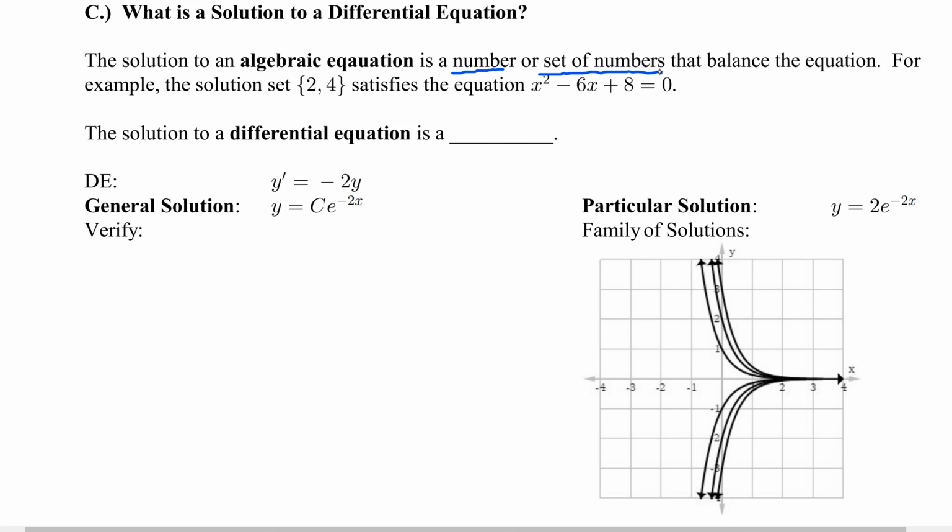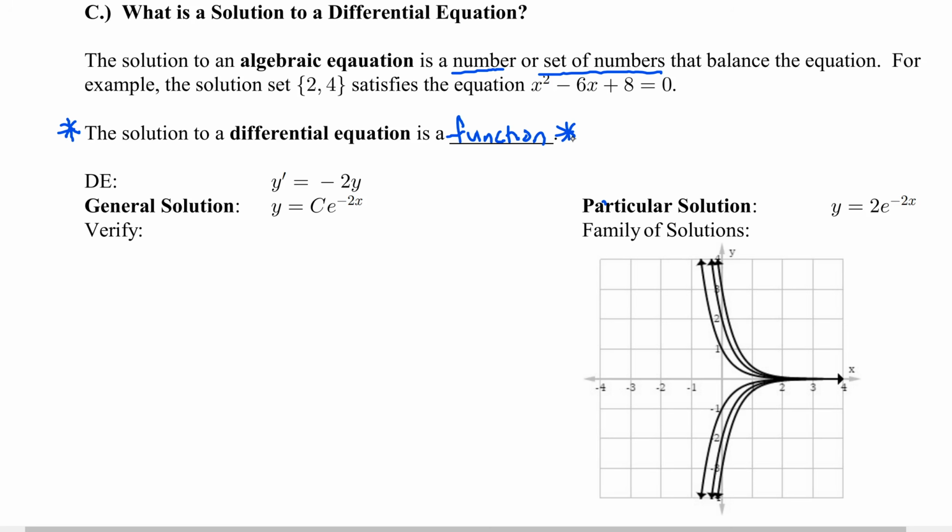However, the solution to a differential equation happens to be a function. When we solve a differential equation, we're looking for a function whose derivatives balance the equation. For example, let's consider the differential equation y prime equals negative 2y. The general solution to this differential equation is y equals c times e to the negative 2x.